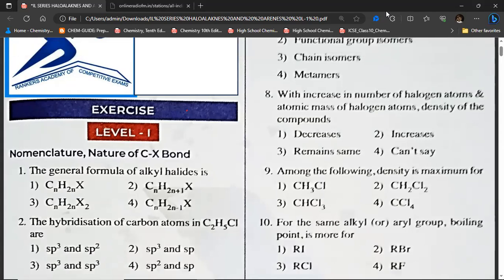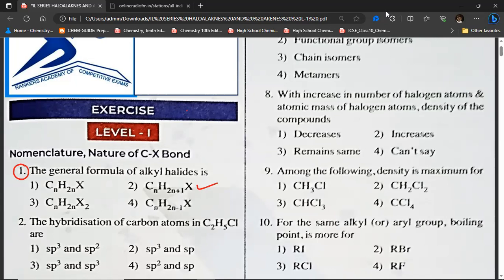In this, if you see the first question, the general formula of alkyl halides. When you talk about this one, it will be CnH2n+1X. This is the general formula of alkyl halides. Hope you have got clarity on this one.